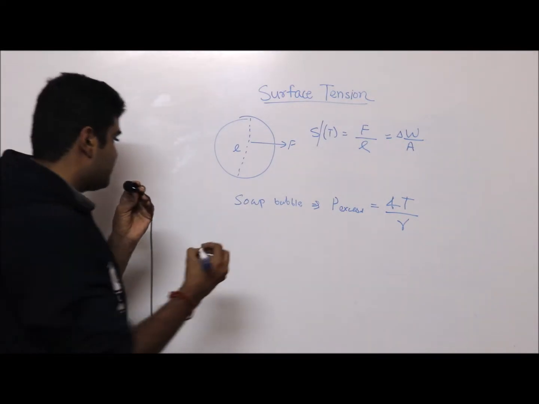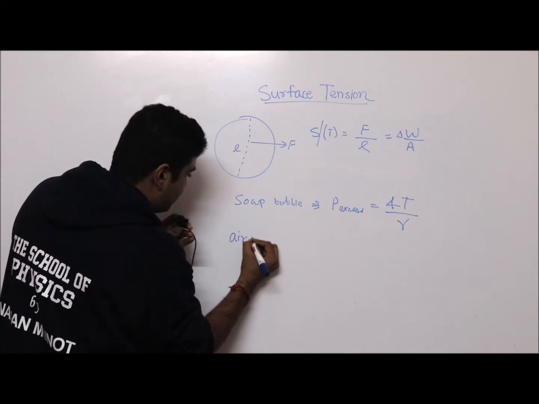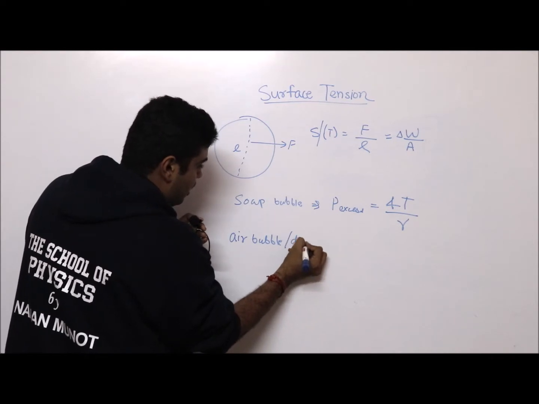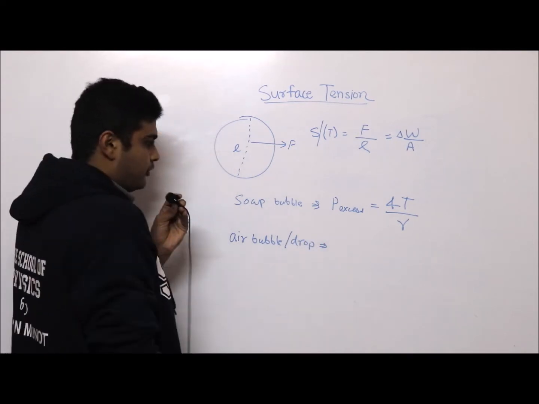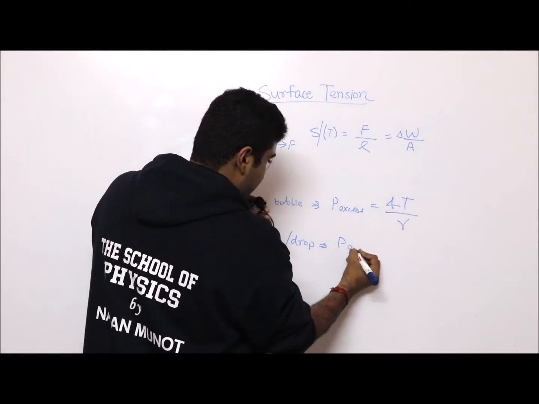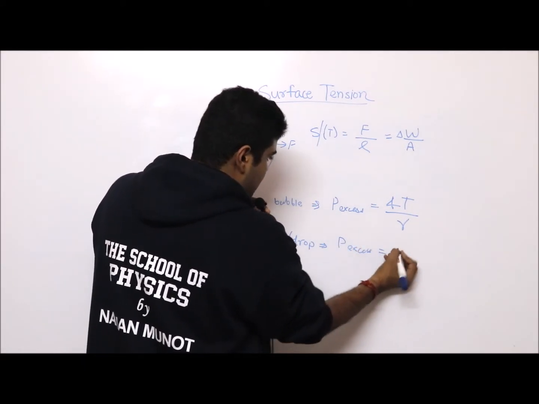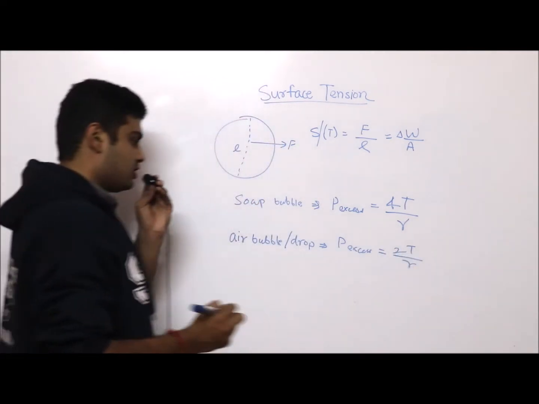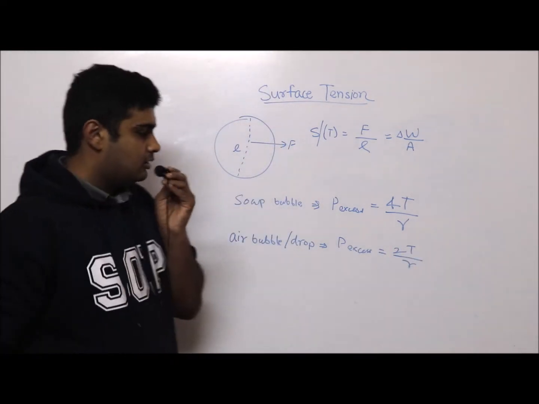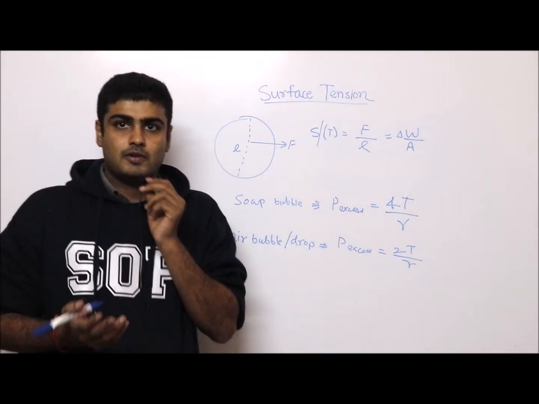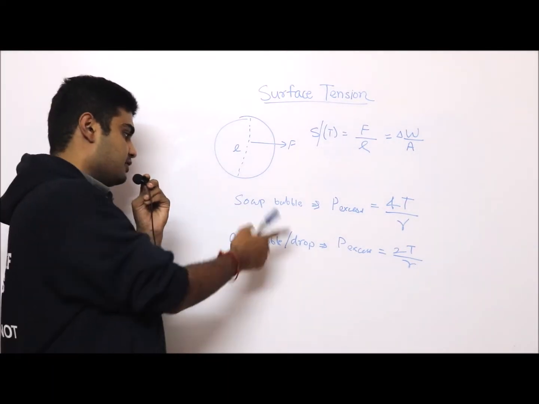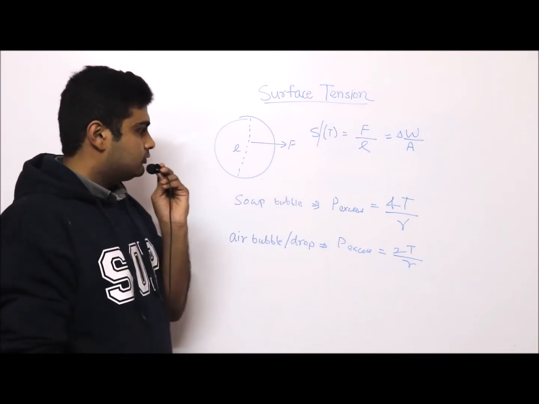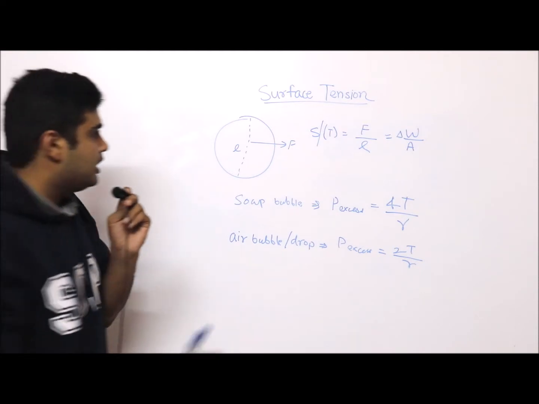Then suppose there's an air bubble inside some liquid, or say a water drop. For them the excess pressure that is developed is given by 2 times surface tension upon the radius of the air bubble or the drop. Direct questions will come, you just have to remember which is given, soap bubble or air bubble or water drop. Then there is another thing which is called capillary rise.